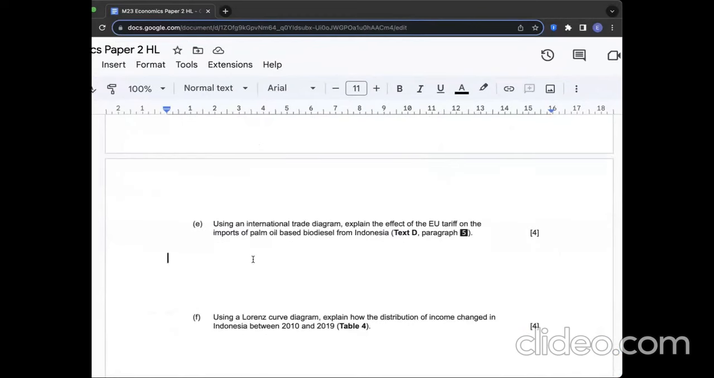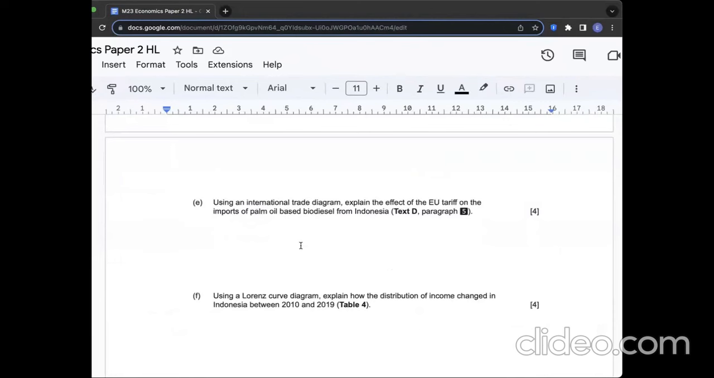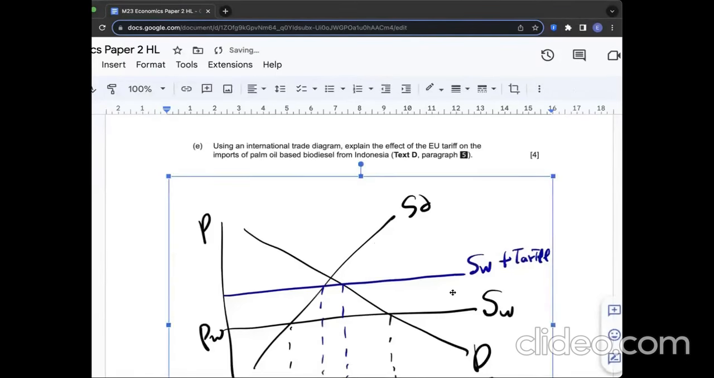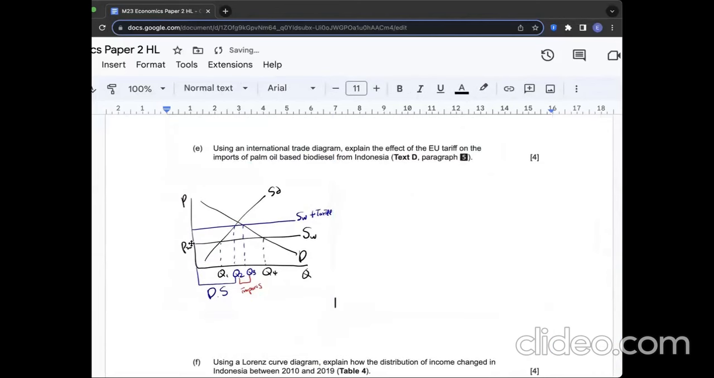Next question. E, using an international trade diagram, explain the effect of the EU tariff on the imports of palm oil-based biodiesel from Indonesia. That's not going to be good news to the EU consumers because the palm oil prices are going to increase with the tariff. So if I put such an idea into a diagram, let's have a look. So this is the previous world price of palm oil, but then the tariff is given, so it's going to increase the palm oil price. What happens is that it used to be able to import the palm oil from Q1 to Q4. However, with the tariff, the new equilibrium has been found here. So only Q2 to Q3 will be the after-tariff imports. And the domestic supply will increase from 0 to Q1 to 0 to Q2.